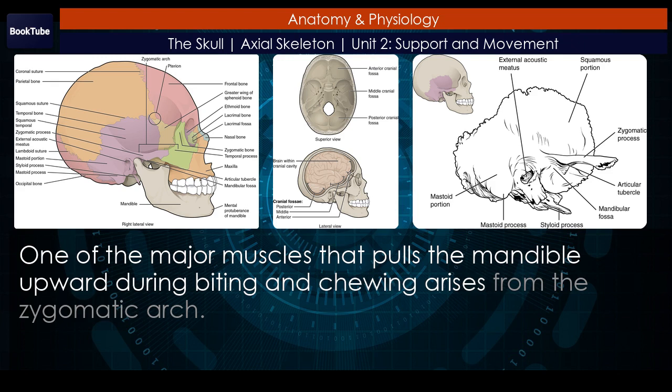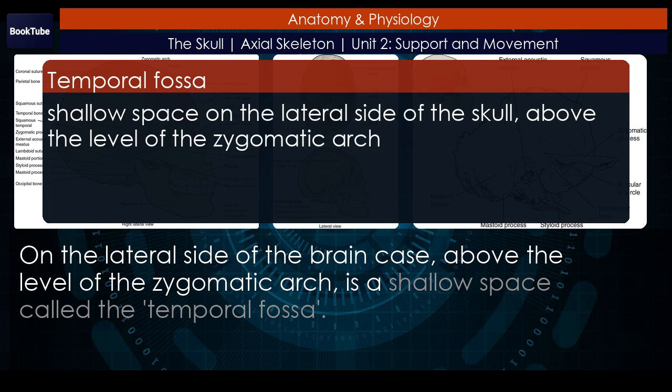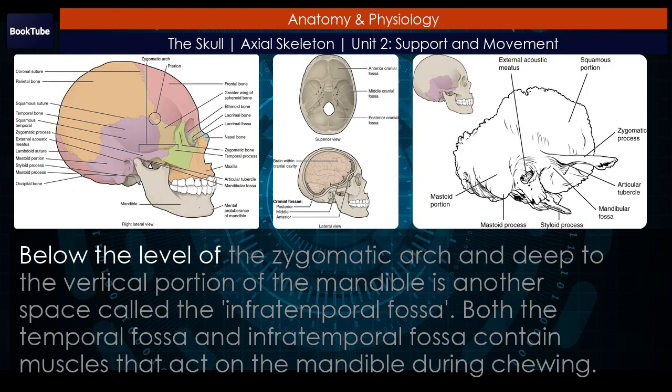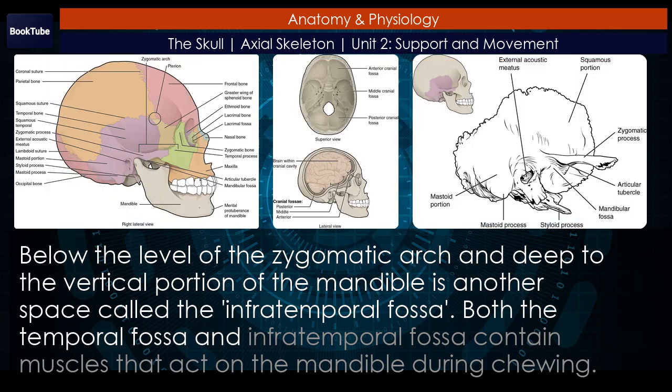On the lateral side of the braincase, above the level of the zygomatic arch, is a shallow space called the temporal fossa. Below the level of the zygomatic arch and deep to the vertical portion of the mandible is another space called the infratemporal fossa. Both the temporal fossa and infratemporal fossa contain muscles that act on the mandible during chewing.